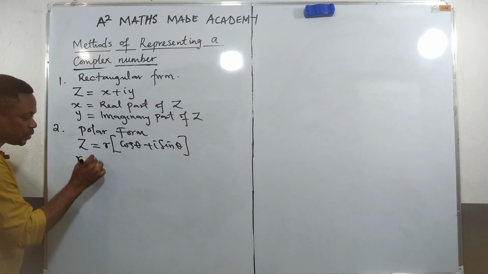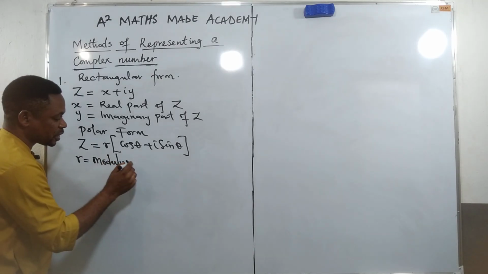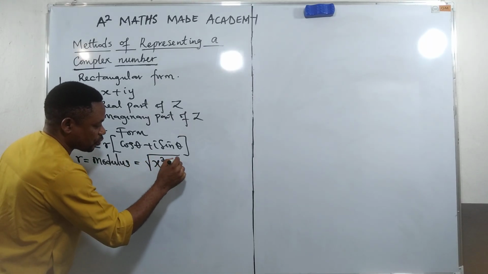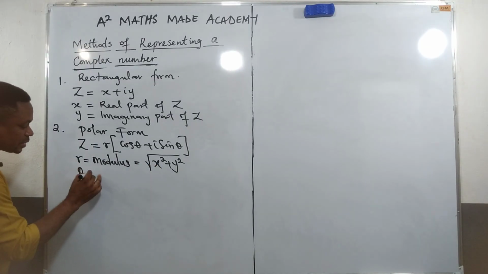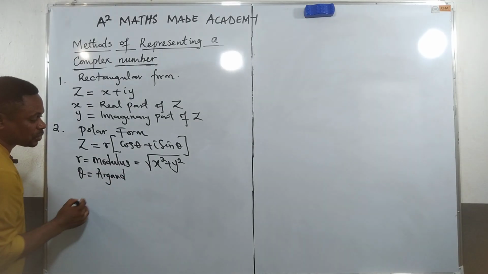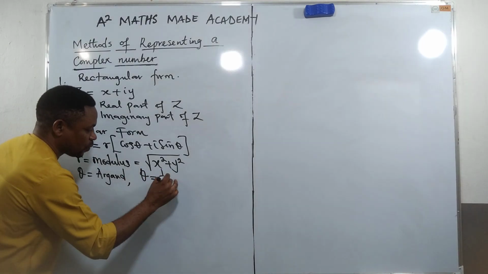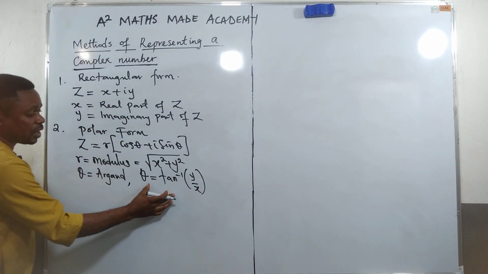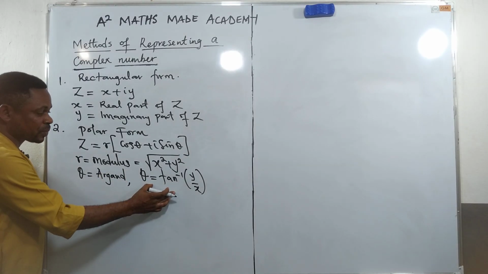Here r is called the modulus. If you observe my previous video, I said that the modulus can be represented mathematically as the square root of x squared plus y squared. While this theta is called the argument, and the formula is always represented as theta equal to tan inverse of y over x. This is the first thing that you're going to start with. Then after that, you identify the quadrant it falls in. Are you with me now?